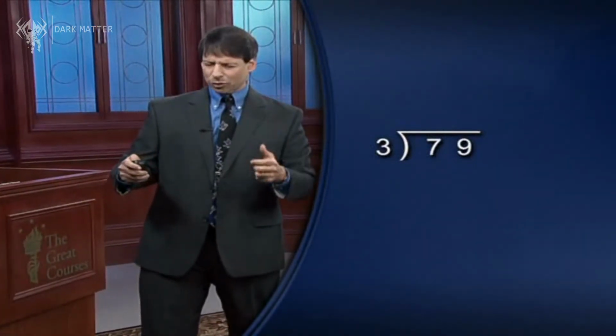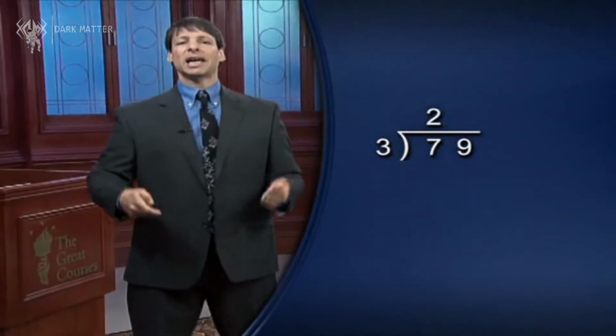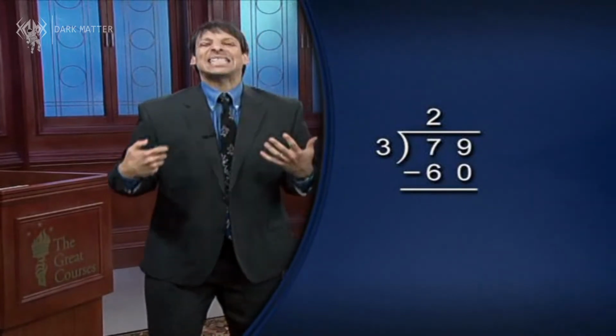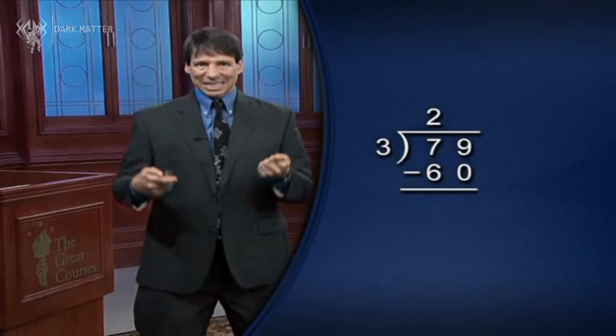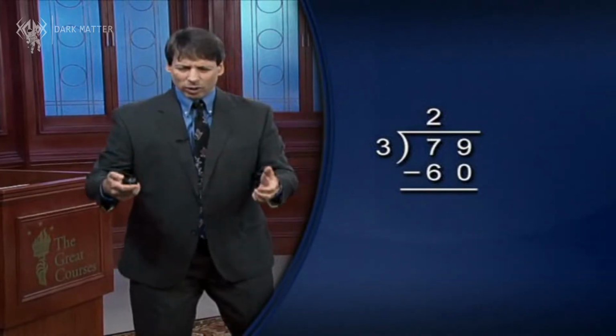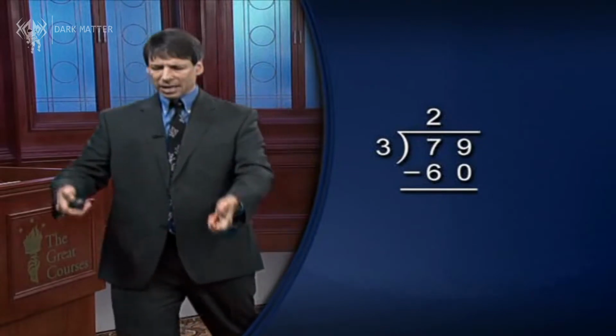I think, okay, 3 goes into 79 20 times. 3 times 20 is 60. And at this point, I can say the 20. I can say part of my answer. Okay, so I've said the 20. Now, where were we? 79. 3 times 20 is 60. 79 minus 60 is 19.